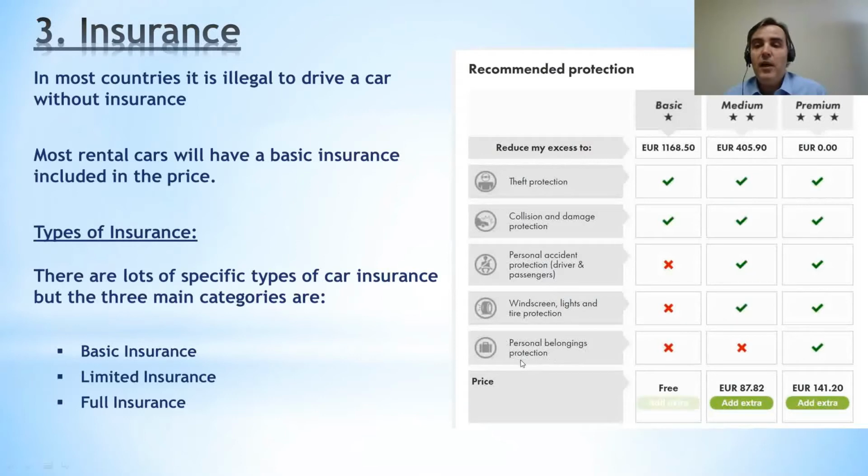And personal belongings, things inside the car. If you leave a bag in the car and somebody steals that bag, you're not covered. You're not covered, but you are here. But you will notice for the limited and the premium or full insurance, you would pay extra money. So it's important when renting a car to a client that we understand the types of insurance and what kind of insurance they need and how much that will cost.